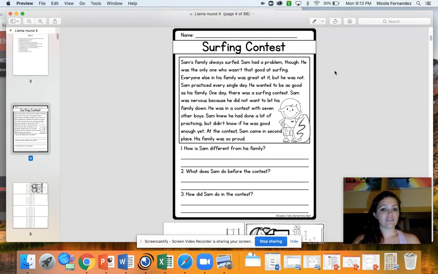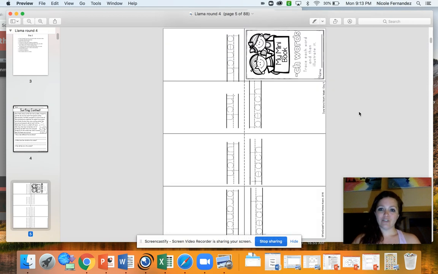Your first activity is a reading comprehension assignment about a surfing contest. For this, you'd read the story and answer the short questions at the bottom. The next page you have is a mini book about ch words. Here it has the words that have that ch sound in it. So you're going to read the word and then draw a quick little sketch to show it. This might be one where you just read the words and then move on. But if you want to make this your art, that's totally fine.